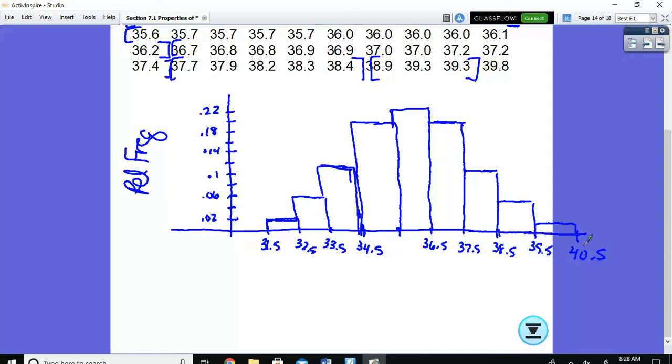Then I asked you the question, do you think this is normally distributed? Yeah, we see the middle is definitely the highest, and it's symmetric on both sides. Those rectangles are the same height as we go all the way out. So yes, this one is normal.